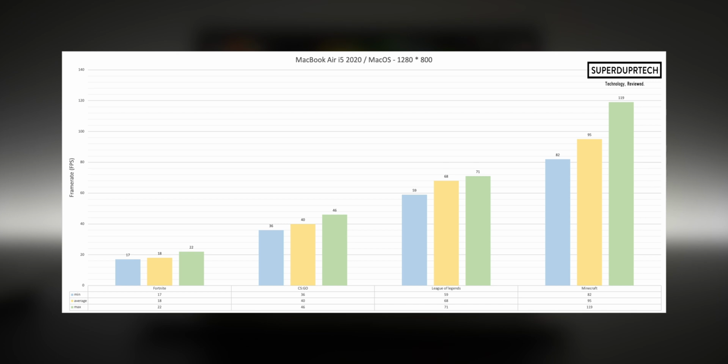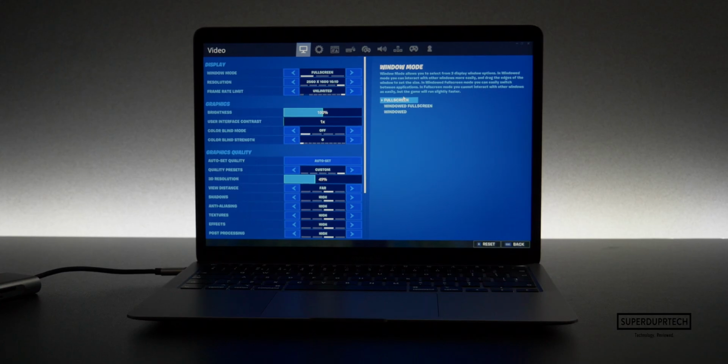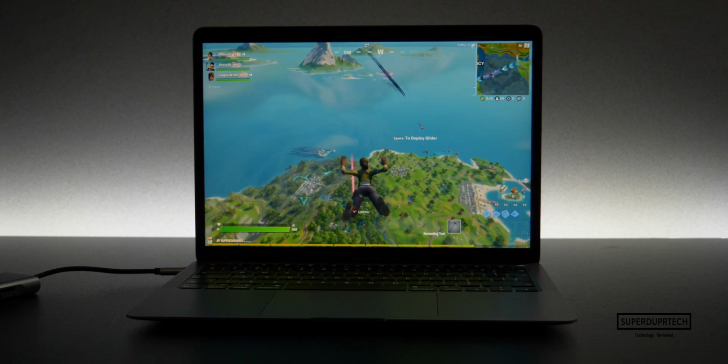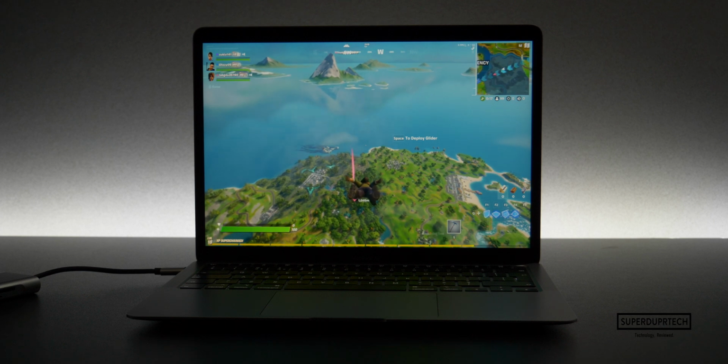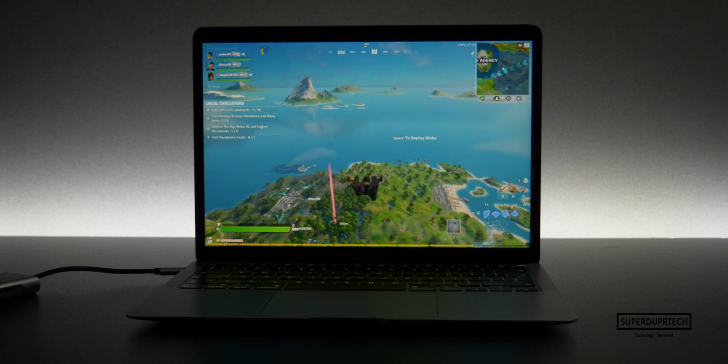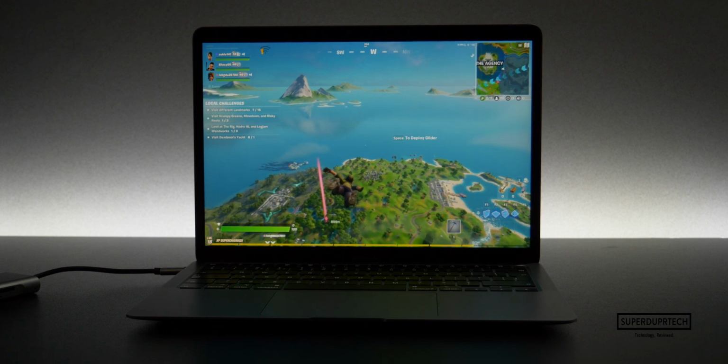But perhaps the biggest shock throughout this was Fortnite, which on this hardware, regardless of if it was played on macOS or Windows 10, was the worst performing game. It did not matter whether it was performed on Windows 10 or macOS, I couldn't get a frame rate better than 20 frames per second.